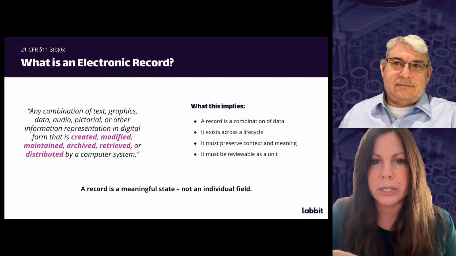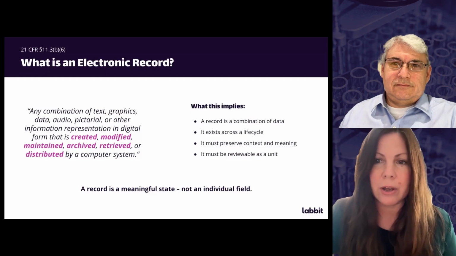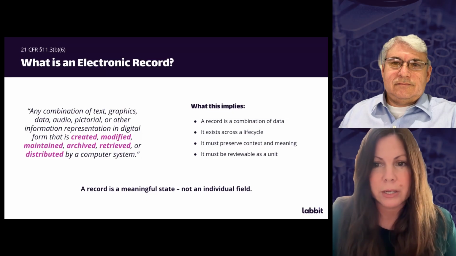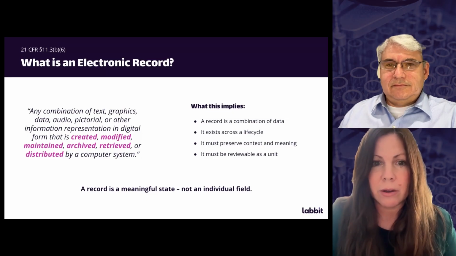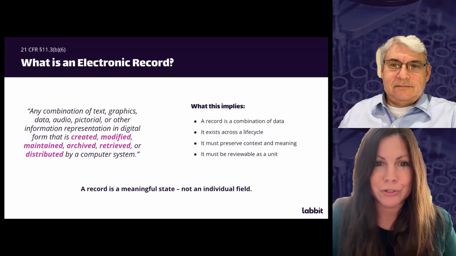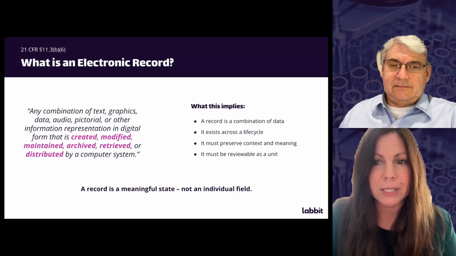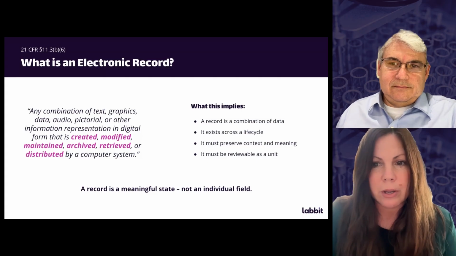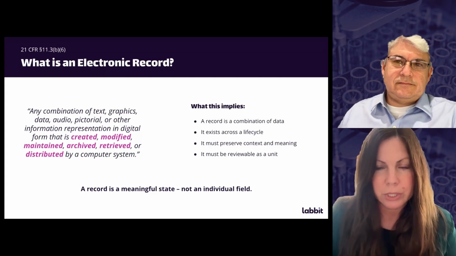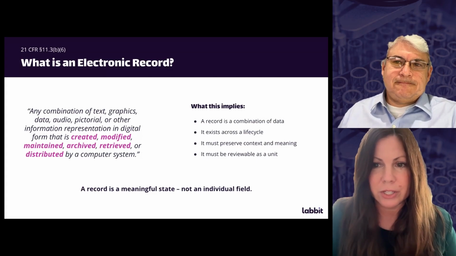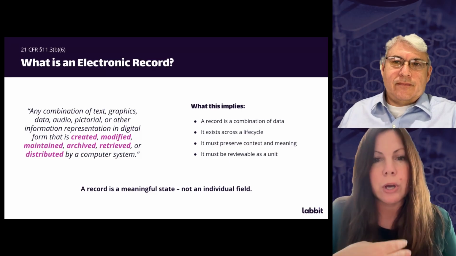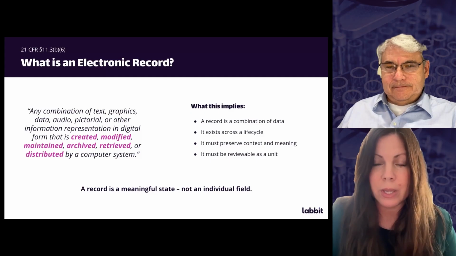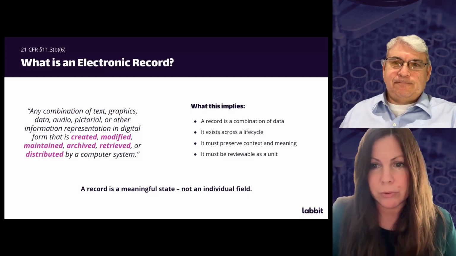Okay, so I want to call attention to the verbs in this definition of an electronic record, excerpted directly from the regulation. Created, modified, maintained, archived, retrieved, distributed. This isn't describing a static value. It's describing a life cycle. So when we talk about electronic records, we're not only talking about individual change events, such as field level deltas. We're talking about a sequence of meaningful states, the transitions between them. These must remain intact and reviewable over time.